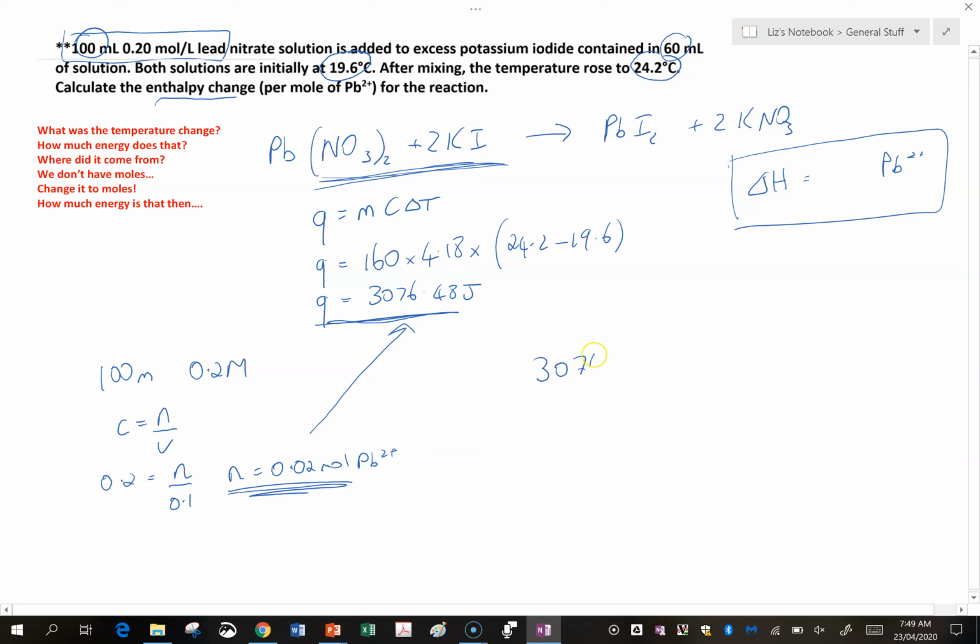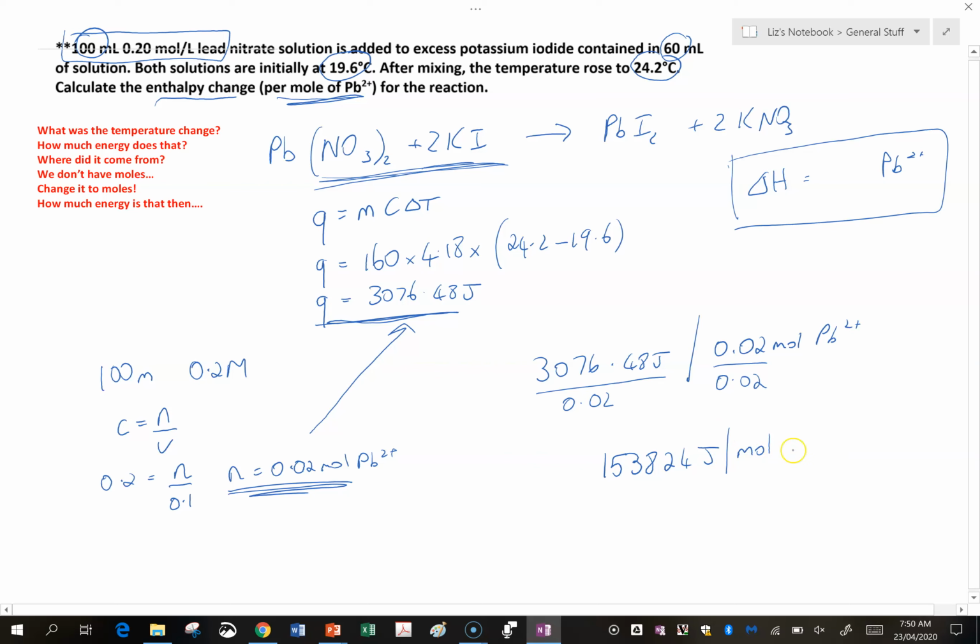So the 307.648 joules came from 0.02 moles of lead. Now the question doesn't want to know how much energy comes from 0.02 moles of lead. It wants to know how much for 1 mole. So to take it back to 1 mole, we divide this side by 0.02 and we need to divide this side by the same. Fair is fair. From that, we end up with a value of 153.824 joules. Now, you could turn this into kilojoules if you wanted to by dividing by 1,000.